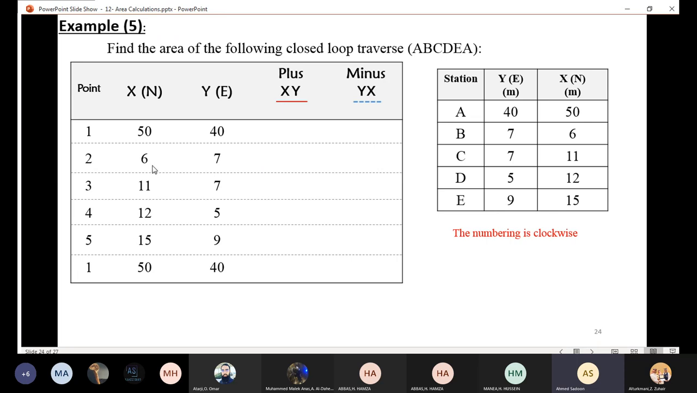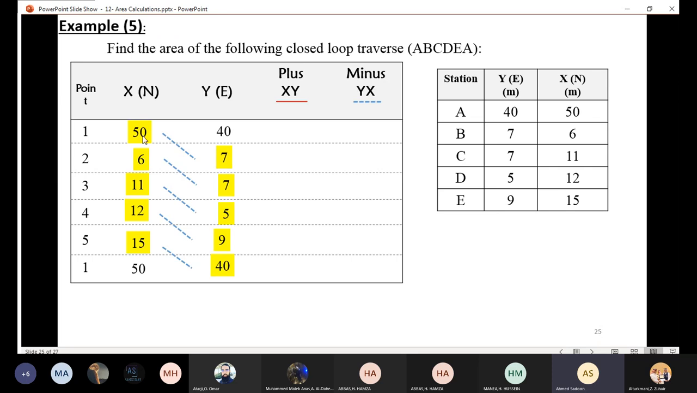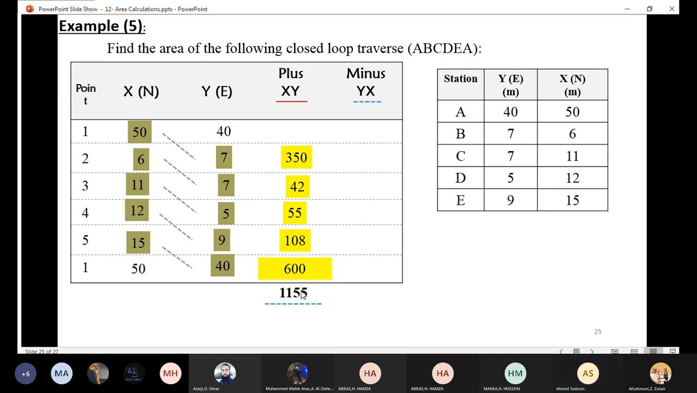Okay, so now I'm going to multiply this one by that one, this one by that one. So 50 times 7, 6 times 6, and so on. So this one is going to give me 350. This one times that one is going to give me 42. This one times that one is going to give me 55, and so on. Then I'm going to get the summation. I'm going to call this summation 1. It came out to be 1155.